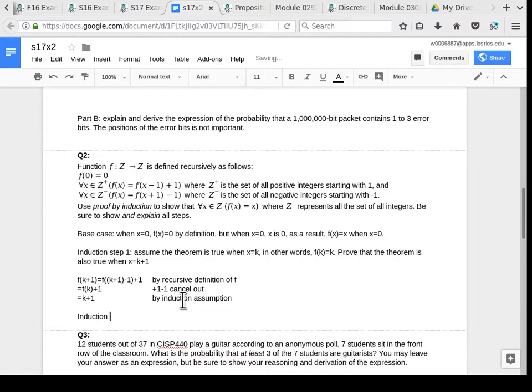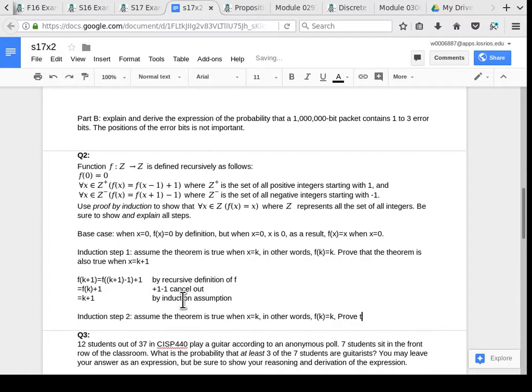And we're going to go with induction step 2. So induction step 2 is about the same. We say assume the theorem is true when x equals k. So the first part is the same. And we can also repeat this part here. Now, obviously, in the test, you don't have to be as verbose because I'm typing it. I can do it relatively quickly.